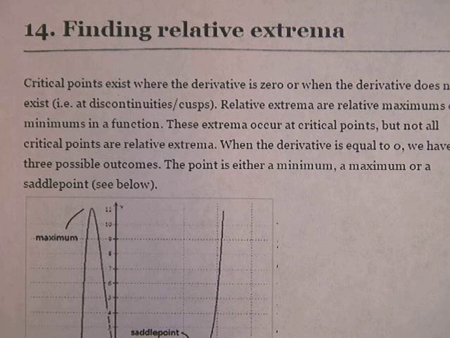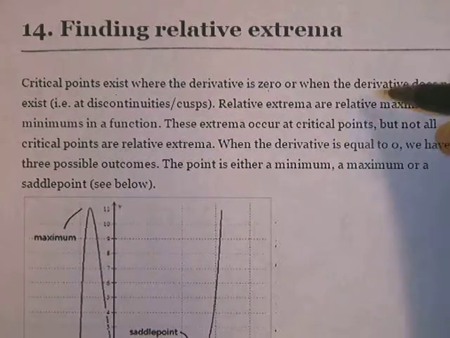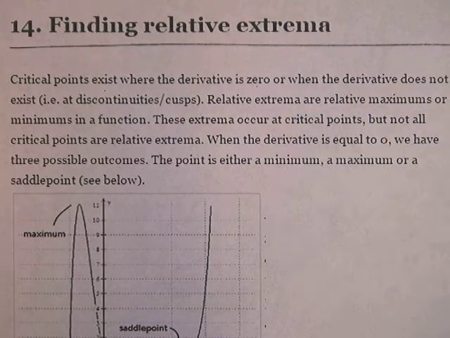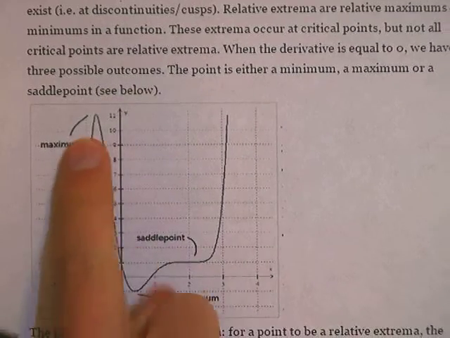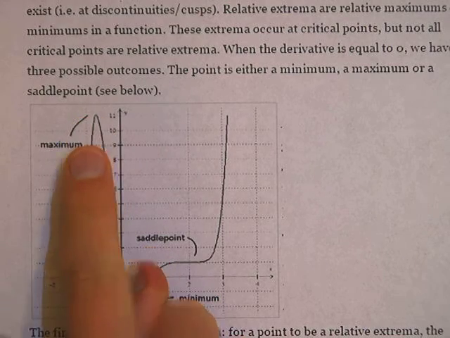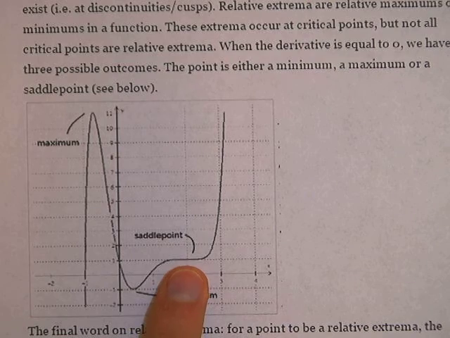Critical points are basically anytime the derivative tells us something interesting is happening with the function. So either the derivative is 0 or when the derivative does not exist. Those are interesting things because that's where our function is turning around. So the derivative is 0 there at our maximum, 0 here at our minimum, 0 there at our saddle point.